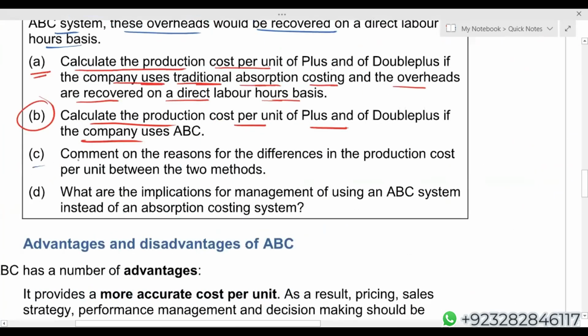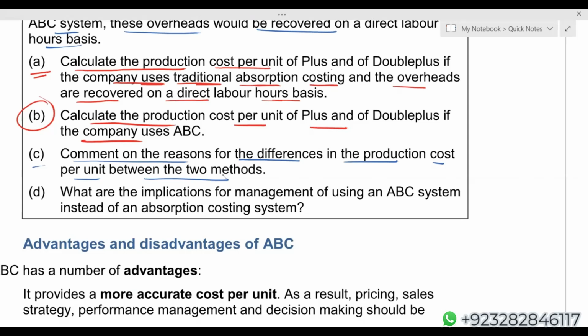Okay, now C says comment on the reasons for the differences in the production cost per unit between the two methods. Why the production cost is different in both the methods? Obviously, under absorption costing, there is unfair allocation of overheads, and under ABC, there is accurate allocation of overheads as compared to absorption. So that is one of the reasons why we have a different overhead cost per unit.